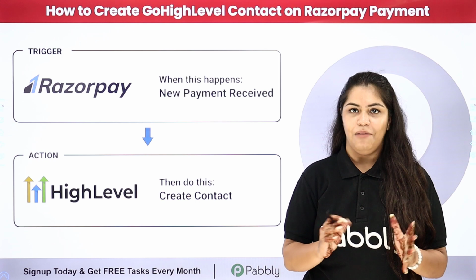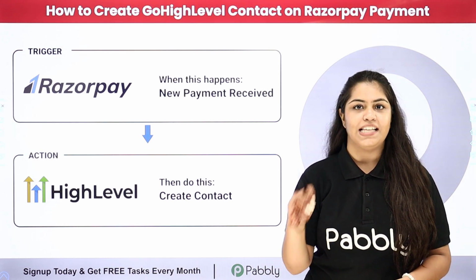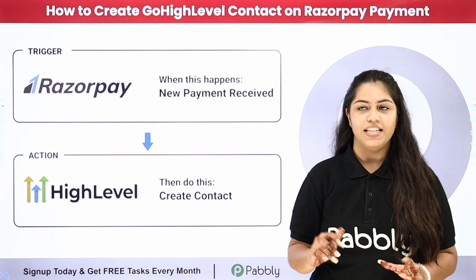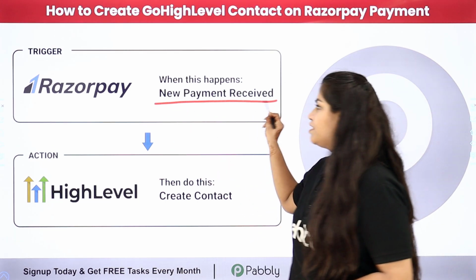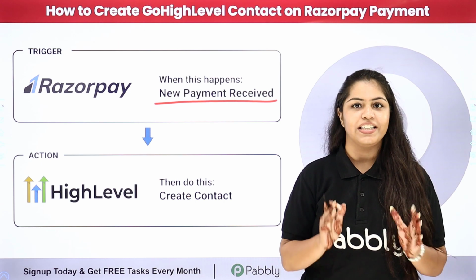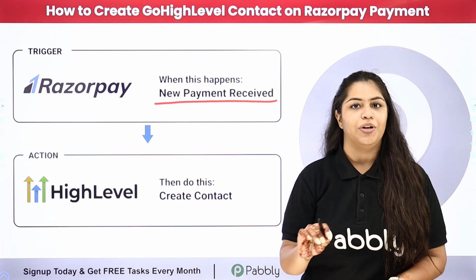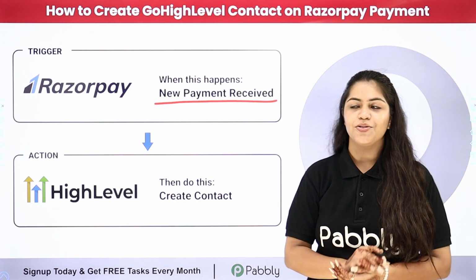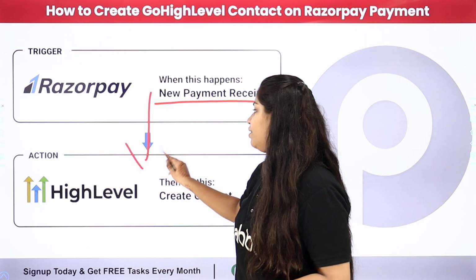I'm running an edutech company, and for that company we sell our courses online with the help of our Razorpay account. So now what I want is that as soon as a new payment is received in my Razorpay account, automatically with the help of the same details, a new contact should be created in my GoHighLevel account too. So to do this, we are going to create a connection between Razorpay and GoHighLevel.